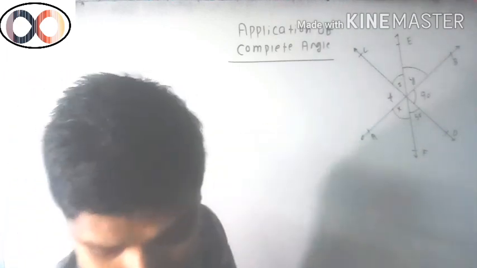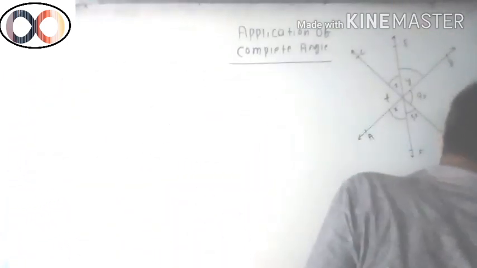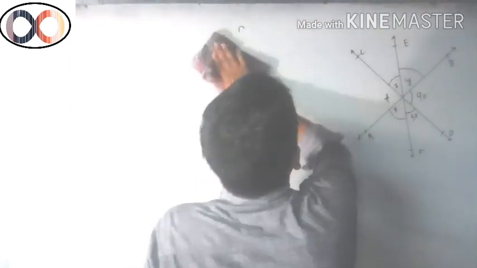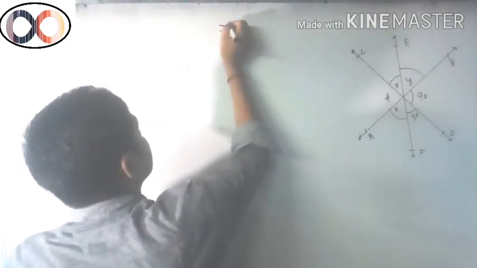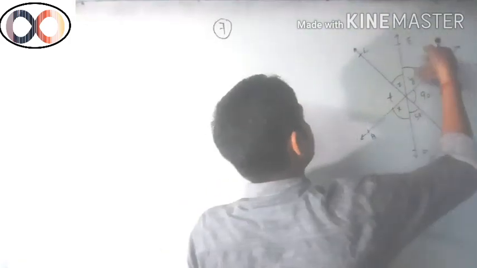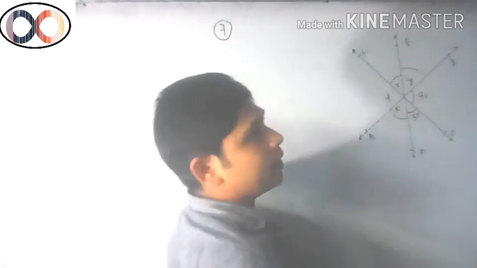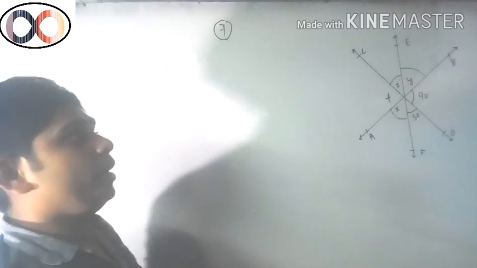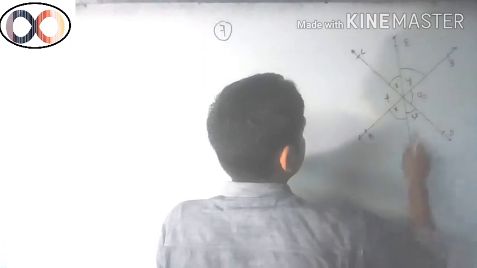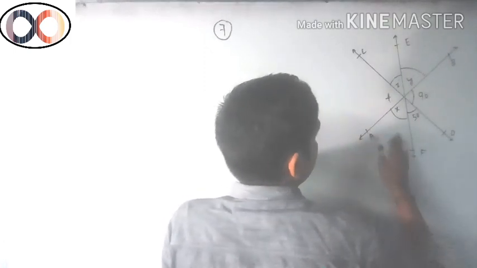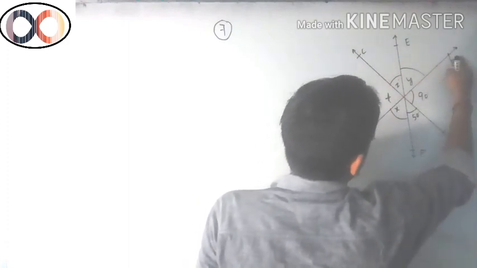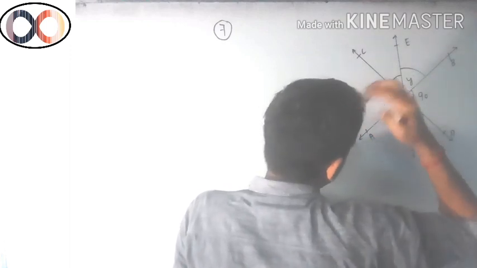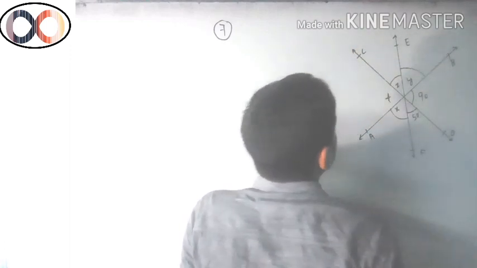This is question number 7 of RS Agrawal. We will add all of the angles and get 360, because we know that the angle around any point is 360 degrees. You can observe that this angle and this angle are vertically opposite angles, because here is the line AB and the second line is CD. That's why these two angles are equal.